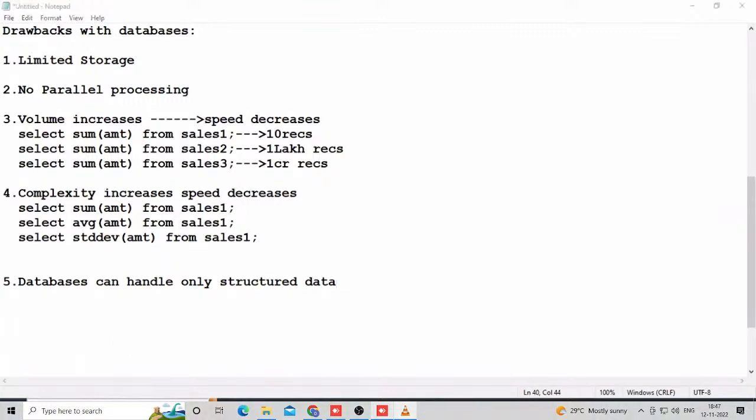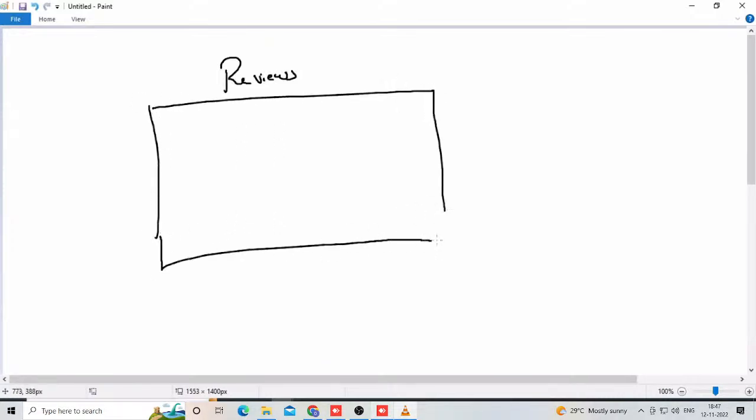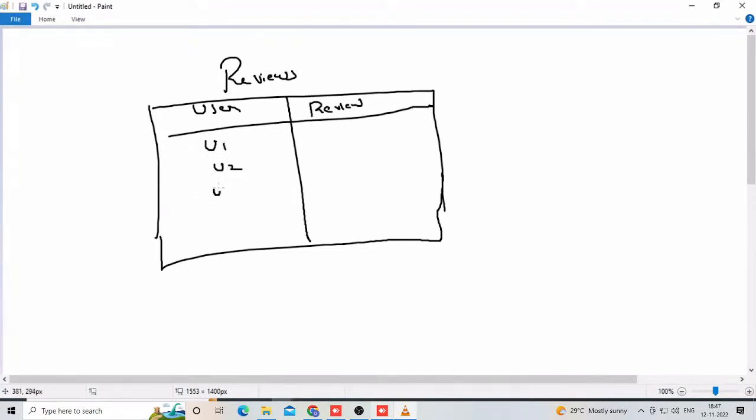For example, just observe this. I want to take reviews for a particular movie. I have a table like this, with user and review columns. User 1, user 2, user 3, 100 users giving reviews. The first person says the movie is good, the second person says zero. Zero indicates not good. They are giving feedback in the form of zeros and ones.